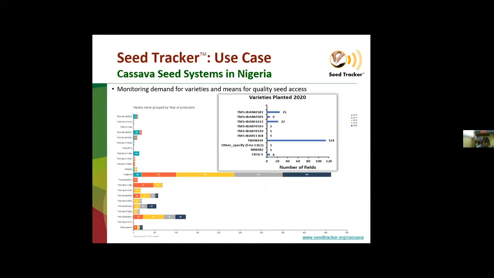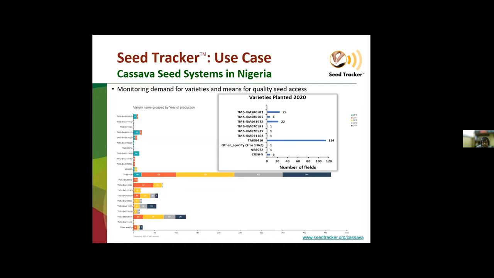It is also possible from the seed tracker data to verify the growth of different varieties over a period of time. For example, this graphic shows the number of varieties planted since 2016, and by far TMEB419 is the dominant variety planted each year. For instance, in 2020, of about 10 varieties planted, TMEB419 occupies 114 fields of nearly 170 fields planted, which indicates the popularity of this variety.